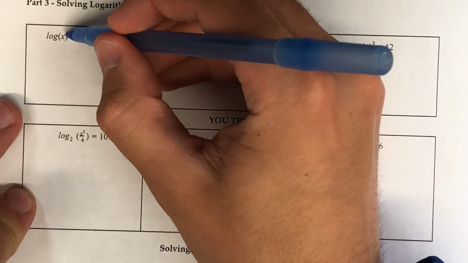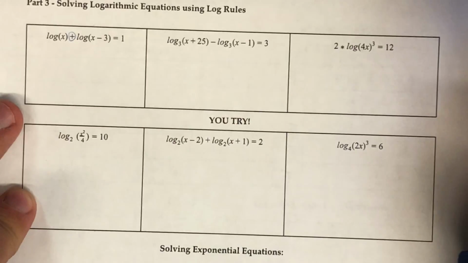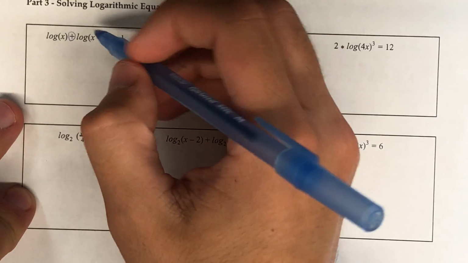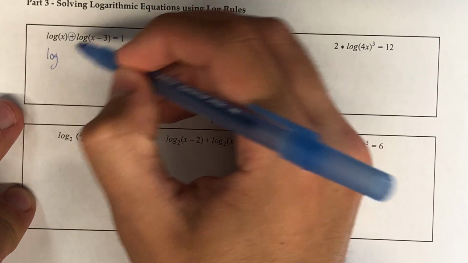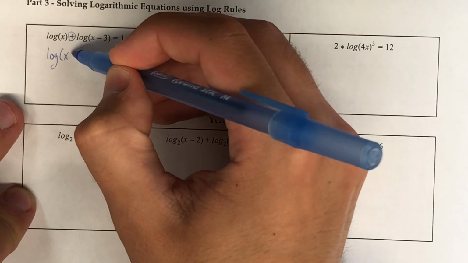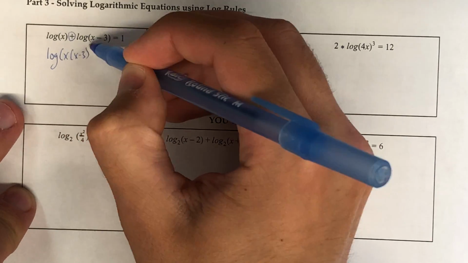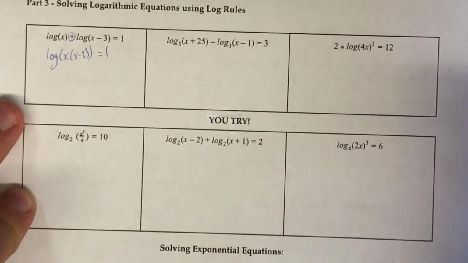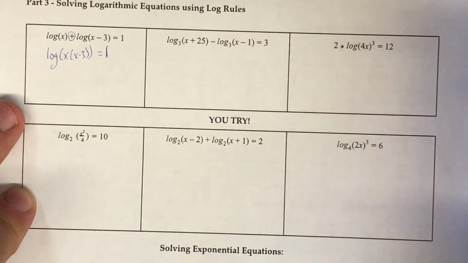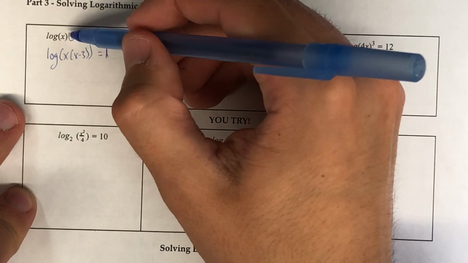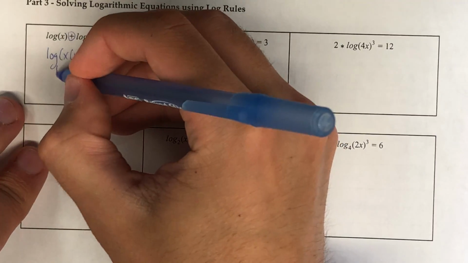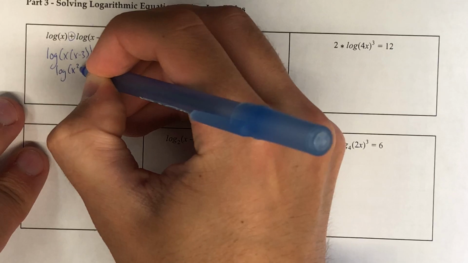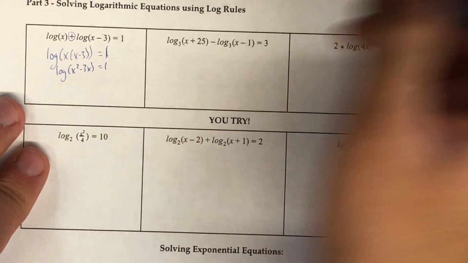We can. I see logs with the same base, addition between them, so we can use the product rule, meaning we can take the log of x, multiply it by x minus 3, and there we have it. So you can combine logs with the same base through addition by multiplying the insides. So now we have the log of x squared minus 3x equals 1.